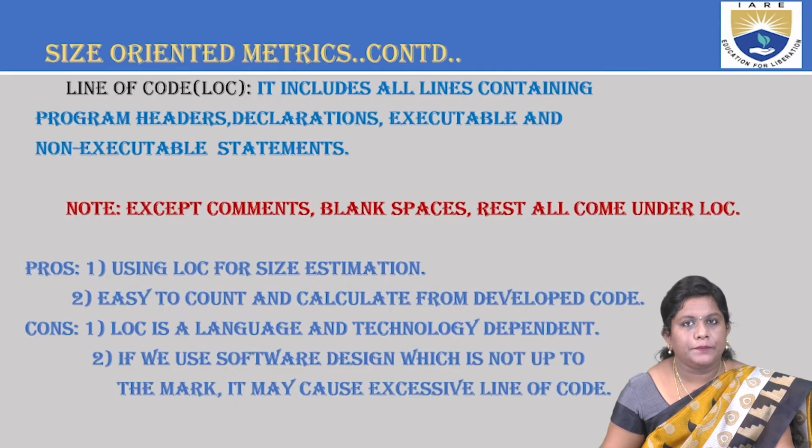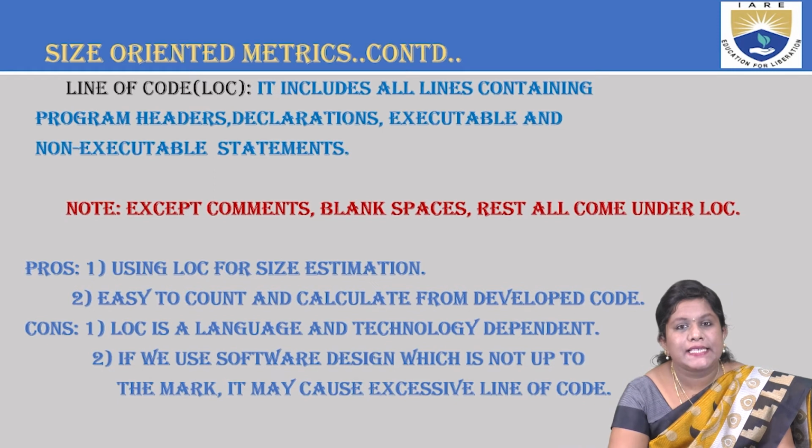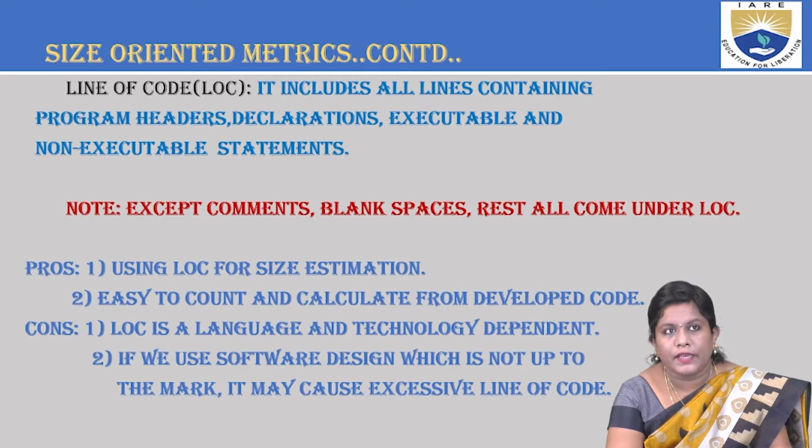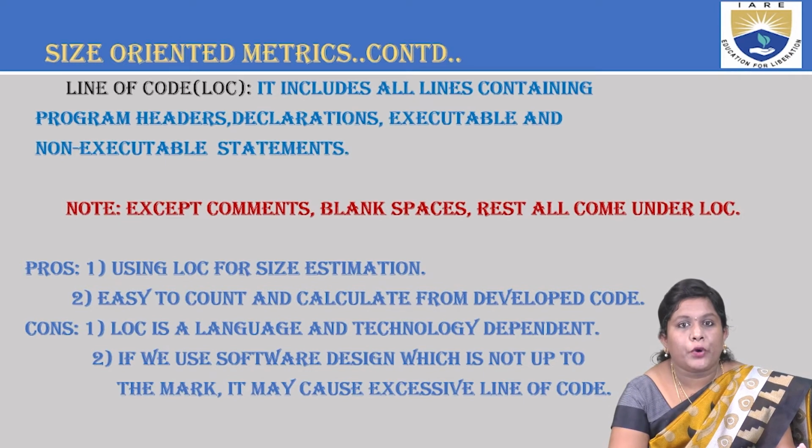Moving further, let us see what exactly the lines of code is. Lines of code, in short LOC, includes all the lines that are written in the program code, eliminating the spaces and the comment lines. Comment lines are written to make the program user-friendly and properly understood by the people who refer to the code, which is not considered actual code. So the compiler or the interpreter eliminates the comment lines and executes the code.